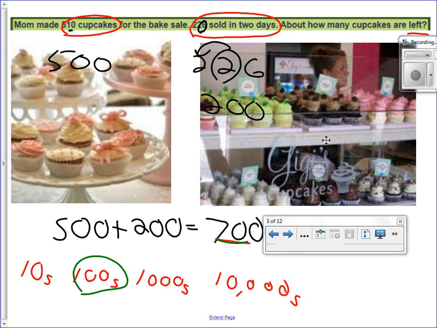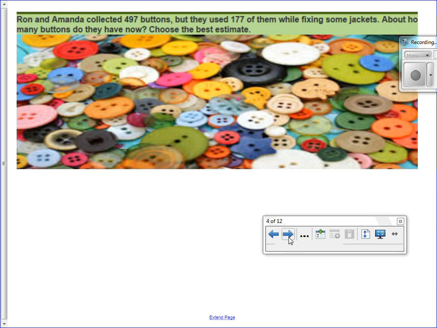Let's look and see what I have for other pictures here. Got some buttons. Ron and Amanda collected 497 buttons, but they used 177 of them while fixing some jackets. About how many buttons do they have now? Okay, so they have 497. This 9 right here is going to make that 4 round up to a 500.